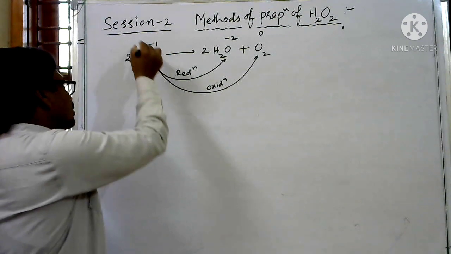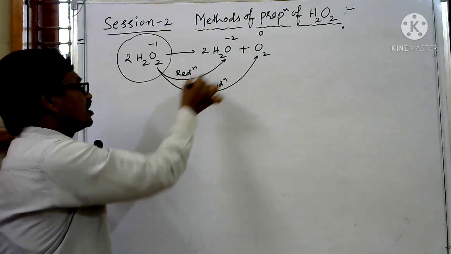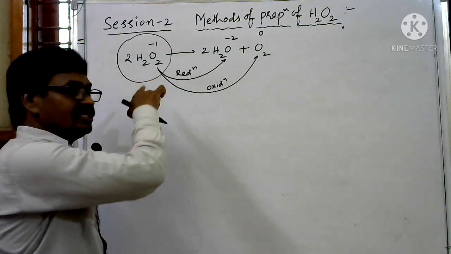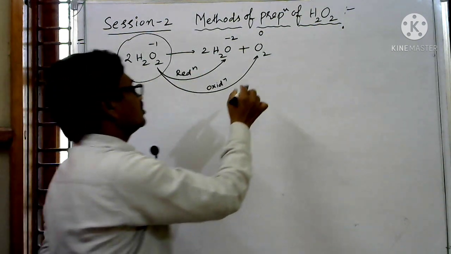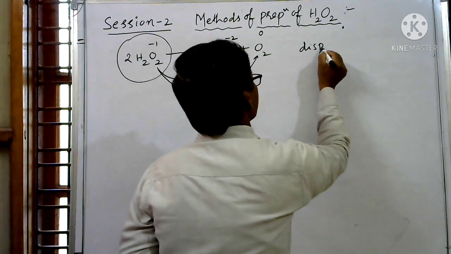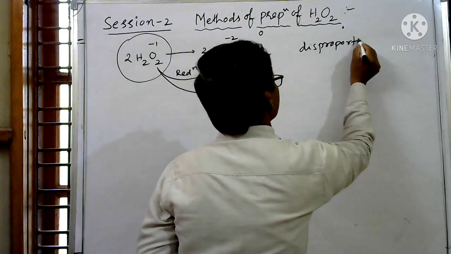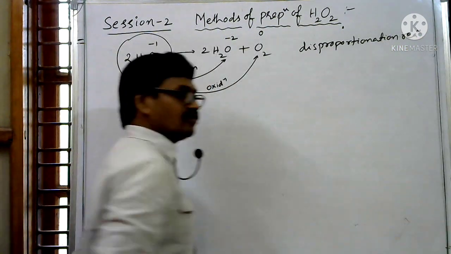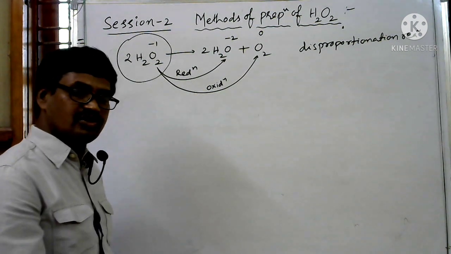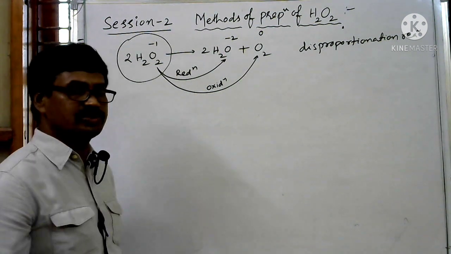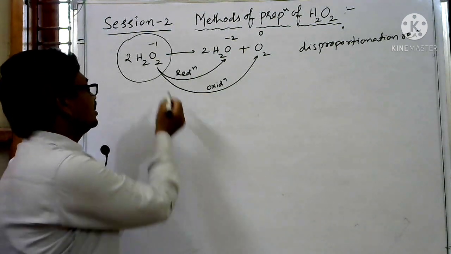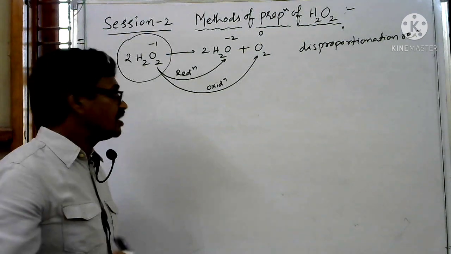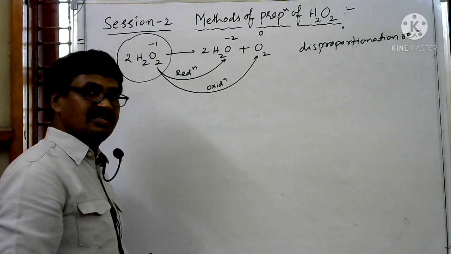So only one compound, hydrogen peroxide, is undergoing reduction and also oxidation. Only one element undergoes both reduction and oxidation, so we can say it is a disproportionation reaction. A disproportionation reaction is one in which only one element of the compound undergoes oxidation as well as reduction. Here, the compound which undergoes reduction is called the oxidizing agent, and the compound which undergoes oxidation is called the reducing agent.